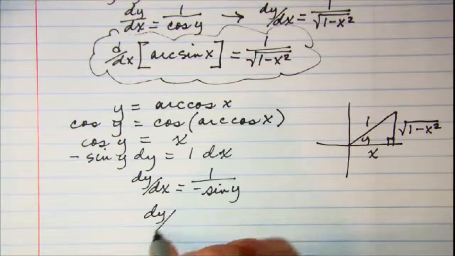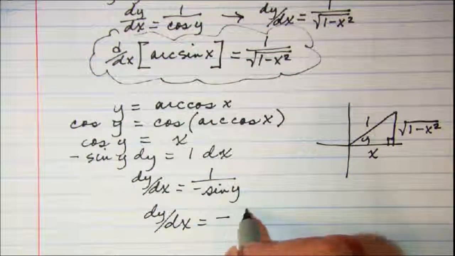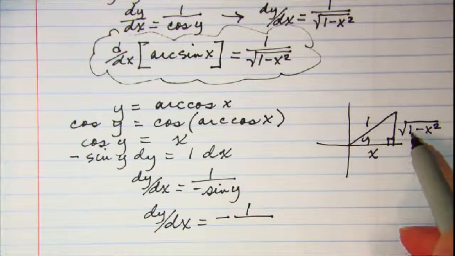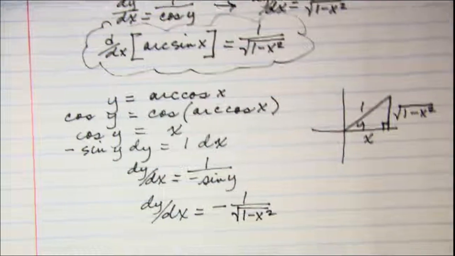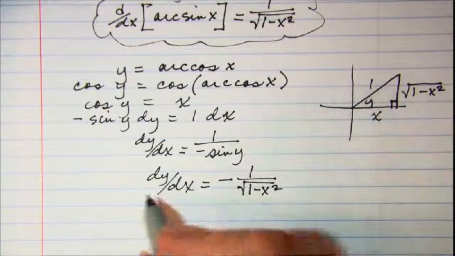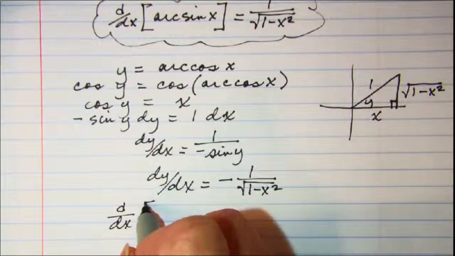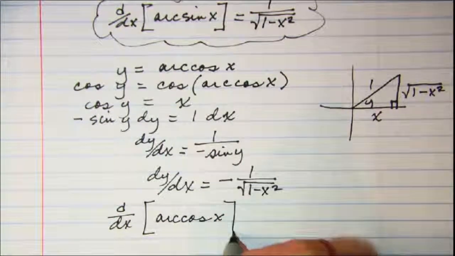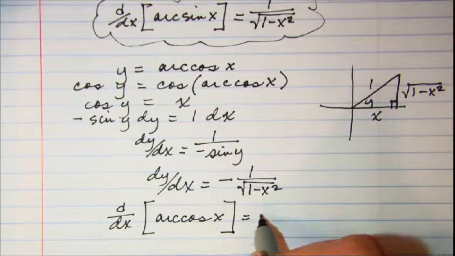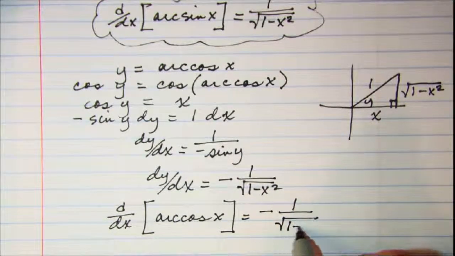dy dx is equal to a negative 1 over, and then the sine is root 1 minus x squared. So writing that then as a rule, we can say the derivative with respect to x of arccosine x is a negative 1 over the square root of 1 minus x squared.